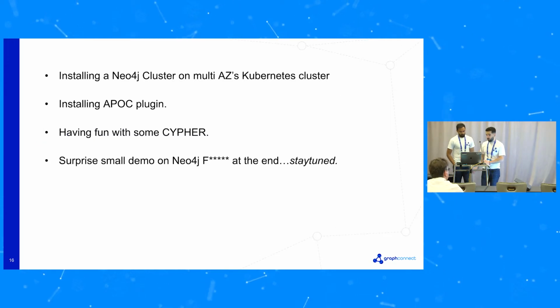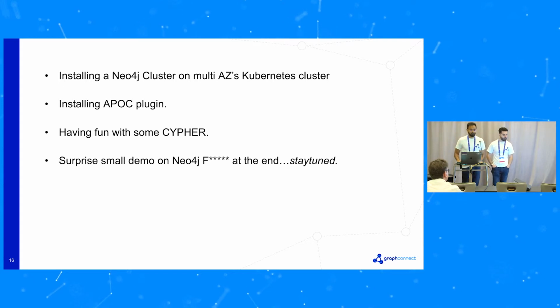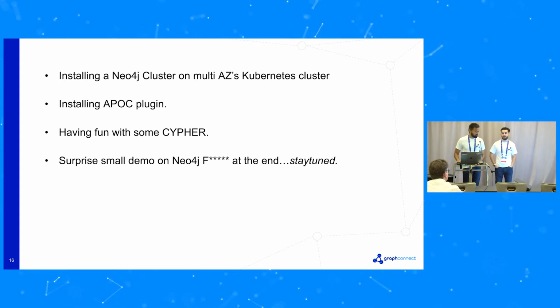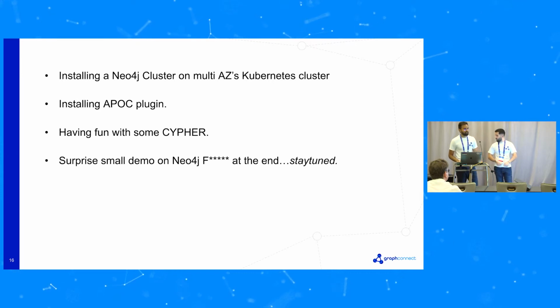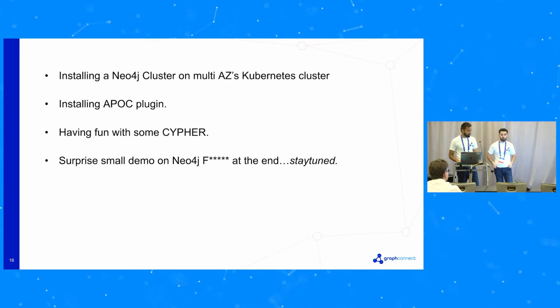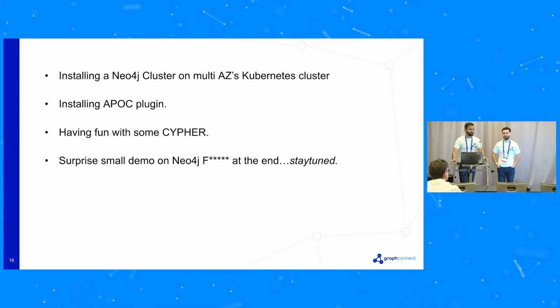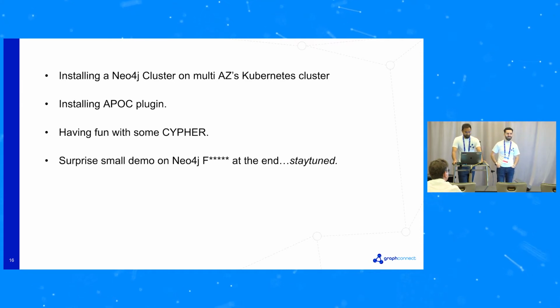So over to Harshit. So for the operations, right? So this is going to be the fun part of today's session. We are going to do a demo. We are going to start with installing a Neo4j cluster on a multi-AZ Kubernetes cluster. And in that installation, we'll be showing you how to install the APOC plugin. And we'll have some fun with Cypher basically loading some data. And in the end, there's a surprise small demo, which is Neo4j-F. I hope you guys can figure out what that is. So stay tuned for that.